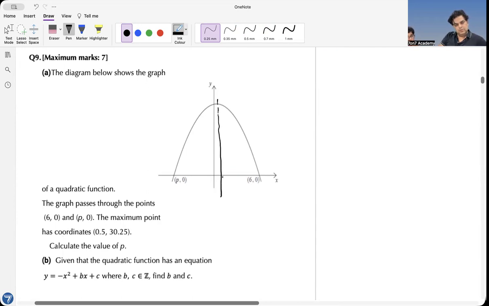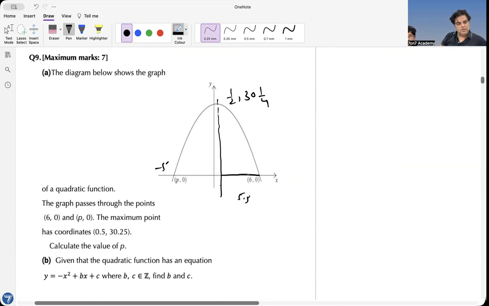The 0.5 is here and 30 if you multiply. So this is my one, and p is minus 5. See, from here to here is equidistant. So what distance is it? 5.5. So subtract 5.5 from this, and you get minus 5, so you get two factors also.